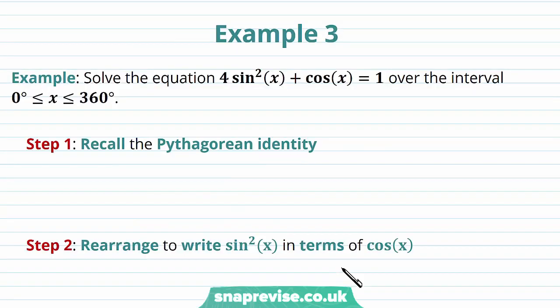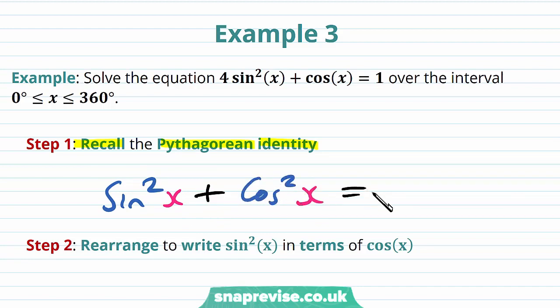Our last example asks us to solve the equation 4 sine squared of x plus cos of x equals 1 over the interval 0 less than or equal to x less than or equal to 360. Our first step is to recall the Pythagorean identity. We have that sine squared of x in general plus cos squared of x is always equal to 1.